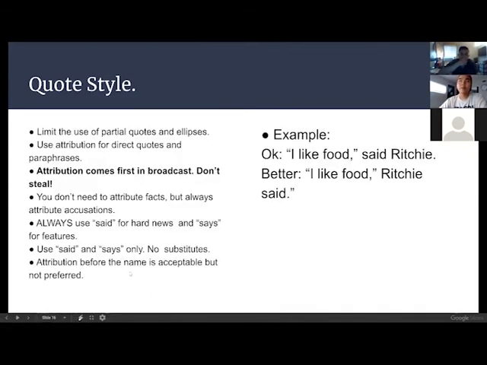All right. So when you're taking quotes from people, limit the use of partial quotes. People, on a normal basis, speak in a way that's not very conducive to writing quotes. So try your best to just pull the good stuff. If you have to put in too many ellipses, like dots, then it's not good. You're trying to eliminate that. Use attribution for direct quotes and paraphrases.